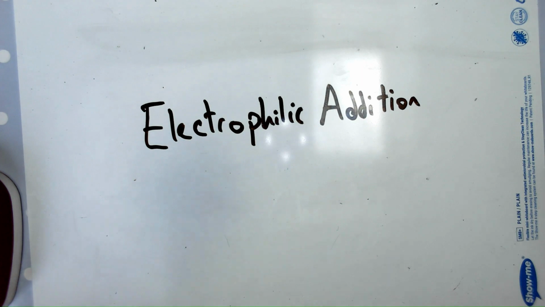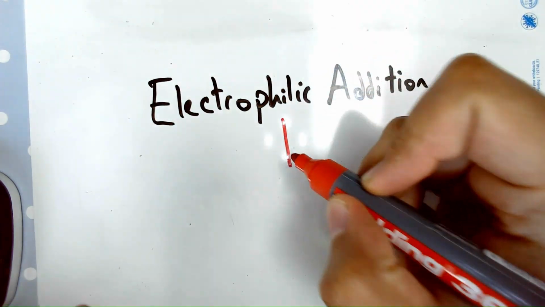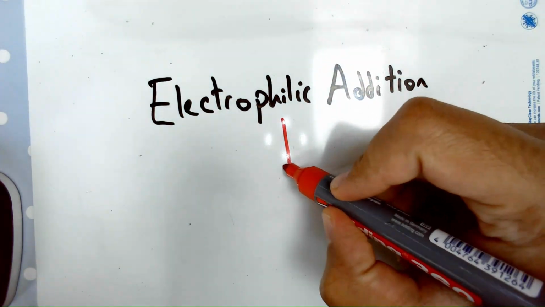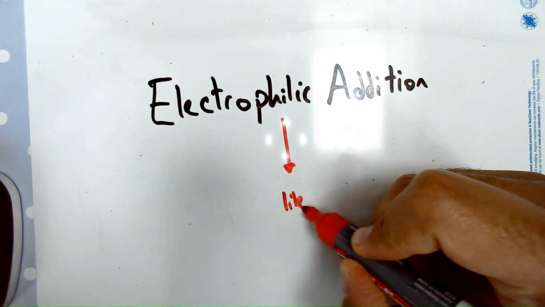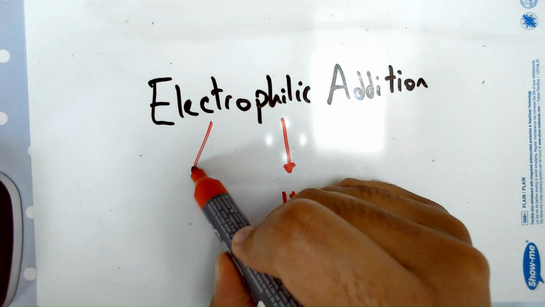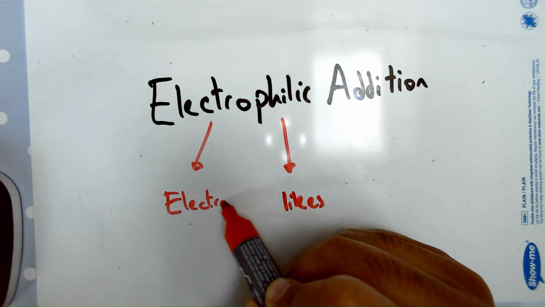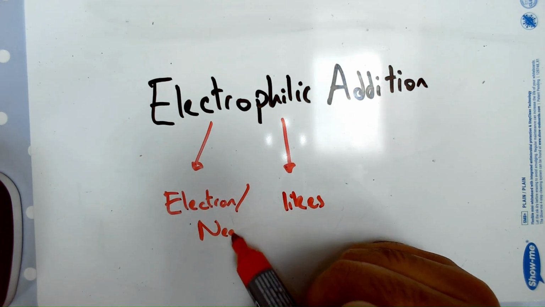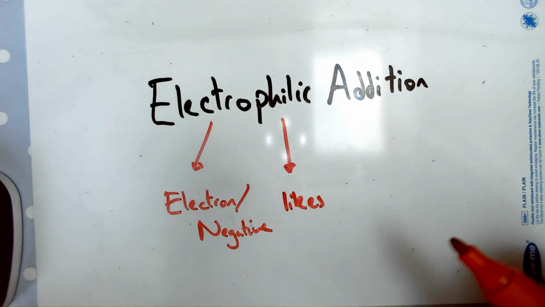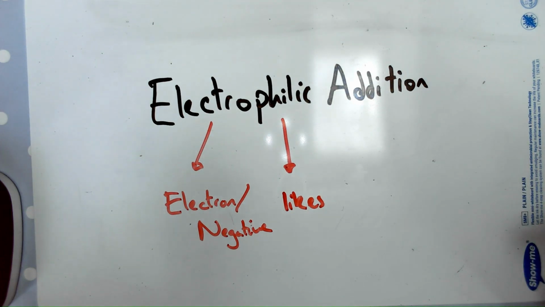Now, first question. What is electrophilic and what is addition? Now, philic, you've seen that in nucleophilic, and philic is likes, and electro sounds like electron. Electrons are negative, so it's something that likes negatives and you're just adding it on. That's electrophilic addition.